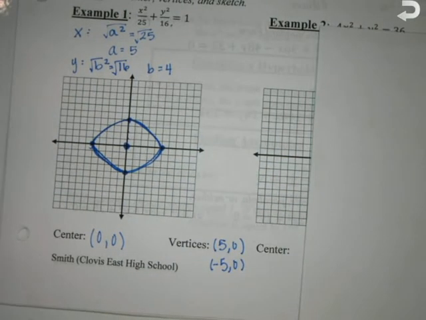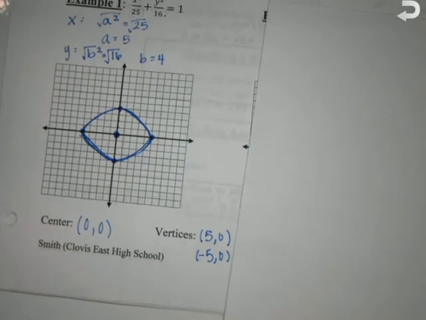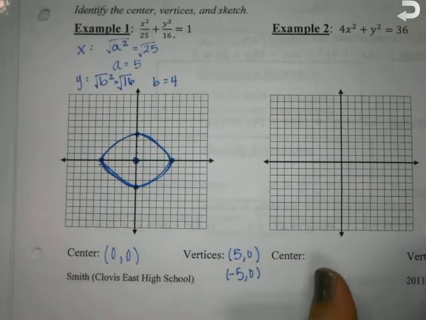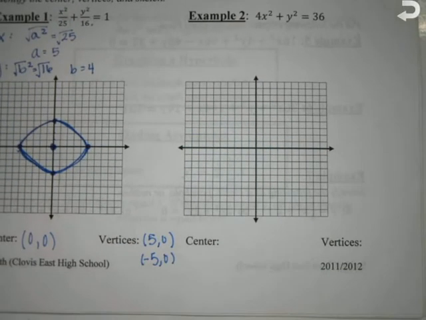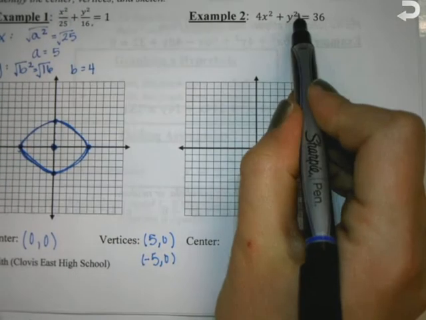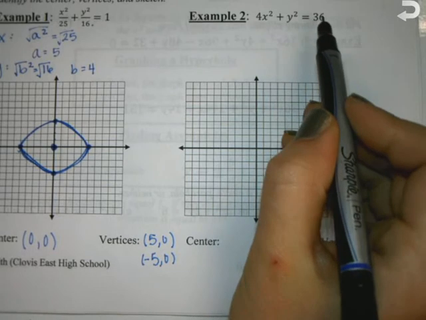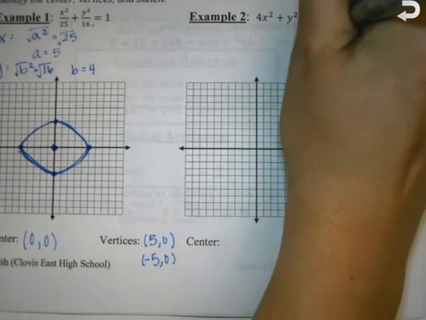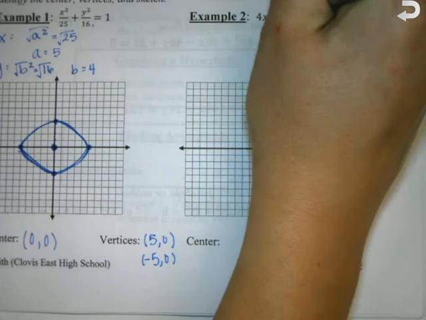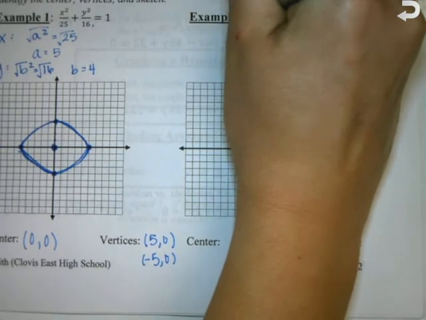Example 2. Here's my equation: 4x squared plus y squared equals 36. Am I equal to 1? No. So what we're going to do is divide both sides, everything, by 36. So divide everything by 36, and we're going to get a new equation.